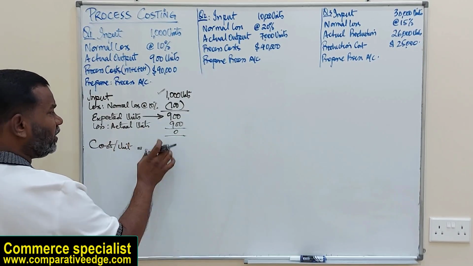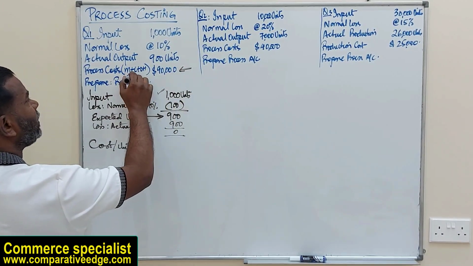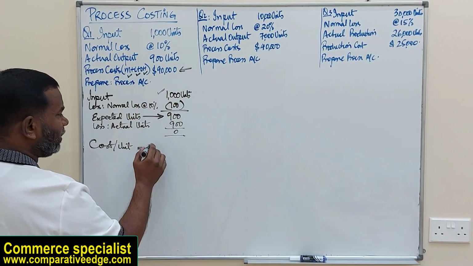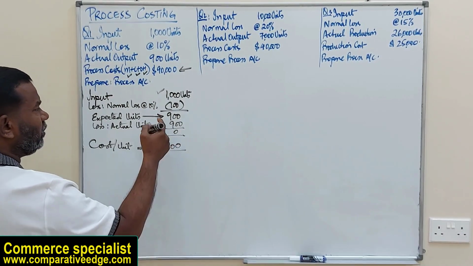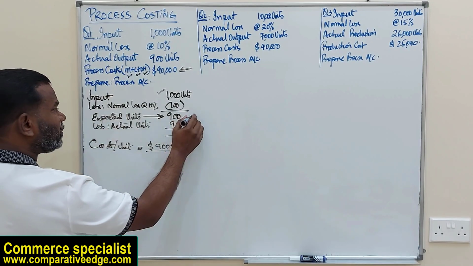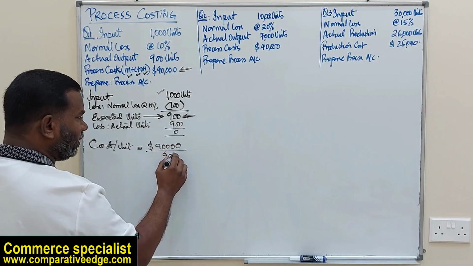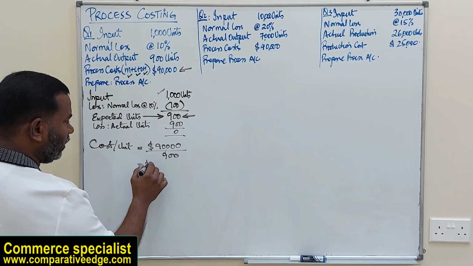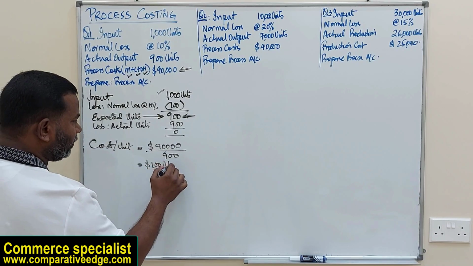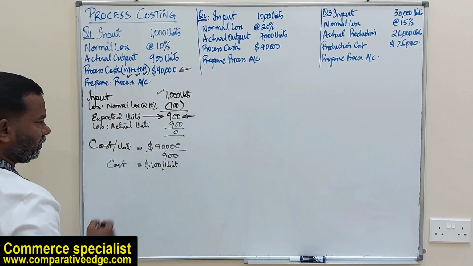Cost per unit, the formula is very, very important. You are given production cost, which includes material, labor and overheads, which is $90,000. Your production cost is $90,000, and you divide it always by expected units. That's why I told you this is very important. So when you divide it by 900, you will get $100 per unit. This is your cost, 100 per unit.